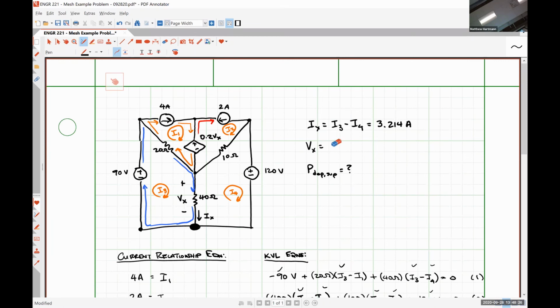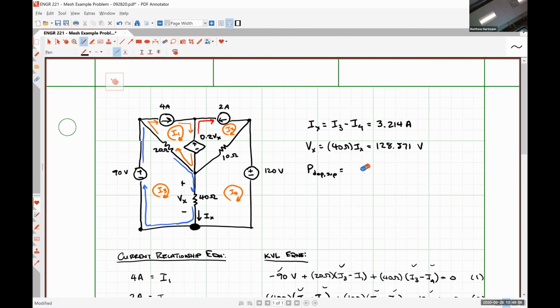How are we going to solve for the quantity Vx? Okay, so Ix times the 40 ohm resistor. Yeah, just Ohm's law, right? So using Ohm's law, 40 ohms times Ix gives me 128.571 volts. Alrighty, and the last question here is, what is the power supplied by our dependent source?